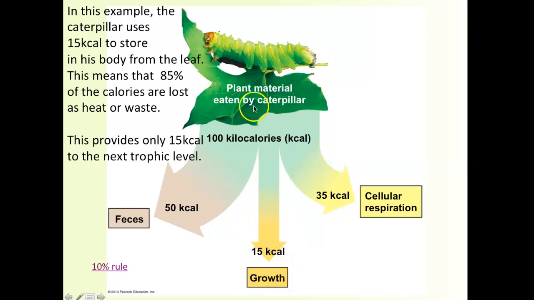So out of that whole leaf, the caterpillar is only going to get about 15 kilocalories to put in its own body. That means that 15 kilocalories out of that leaf is going to be available to the next trophic level that eats the caterpillar. So the caterpillar is only going to store 10% of the previous energy in its body. So for the upper trophic level that eats the caterpillar, only 10% of that leaf energy is getting passed on. Okay, so let's take a look at this.